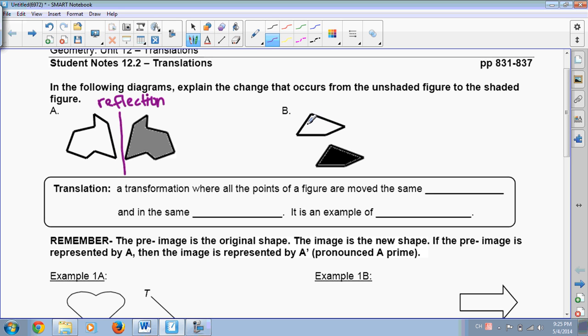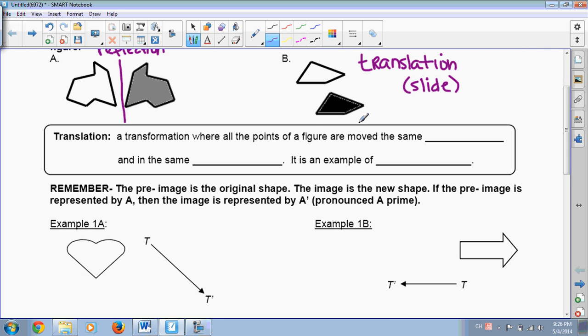Okay, and letter B, this is not a reflection, but rather this figure is just shifting down a little or to the right, or we also call it a slide. So this is a translation. A translation is just a big long word for the figure is just sliding to the right, left, up, or down.